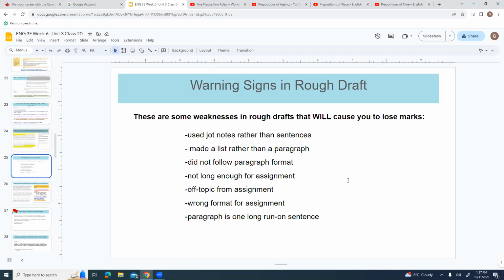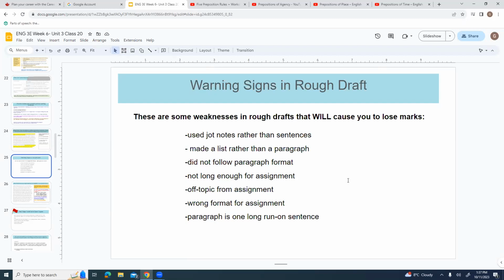If it's not long enough for the assignment, if it's supposed to be a page and you only write half a page, that's a problem. Off topic, right? If you're supposed to write about violence and you choose to write about, say, birth control, I can't really easily mark it because you haven't talked about the topic you're supposed to be talking about. Wrong format goes back to the assignment thing. Like if instead of writing an opinion, you read a news article and wrote a summary, that would be a problem.